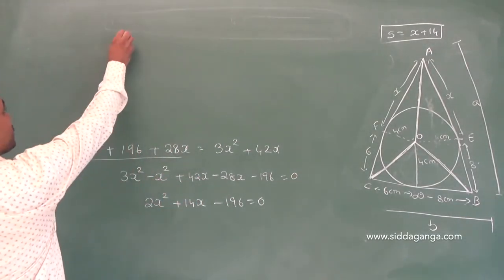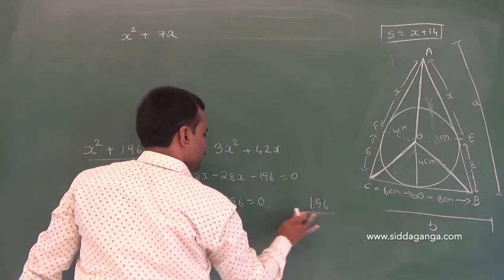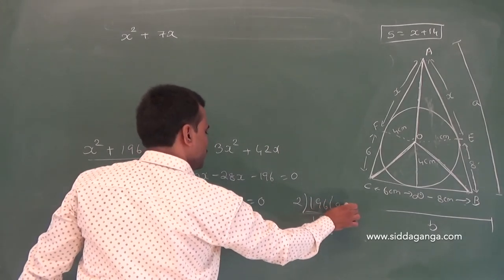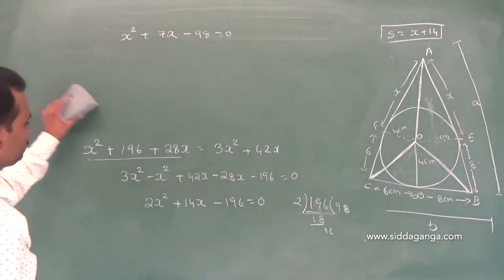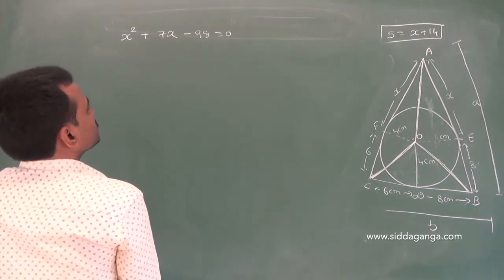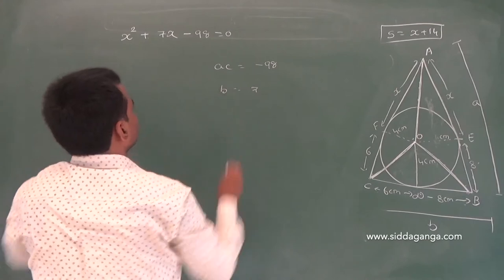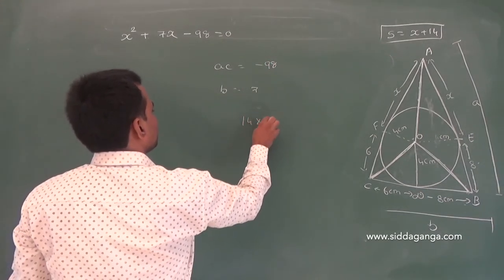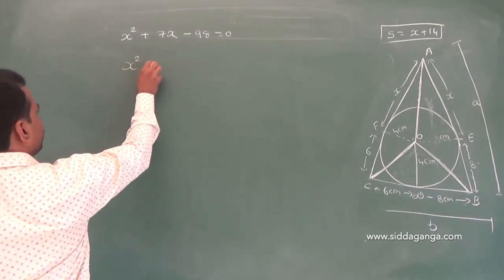This we got a quadratic equation. Dividing by 2: x square plus 7x minus 98 is equal to 0. This is a quadratic equation. So AC is minus 98, and the B term is 7. If you multiply two terms it becomes minus 98, and if you add two terms it becomes 7. 14 sevens are 98. So I solve by factorization.